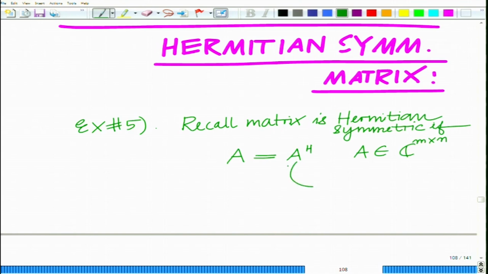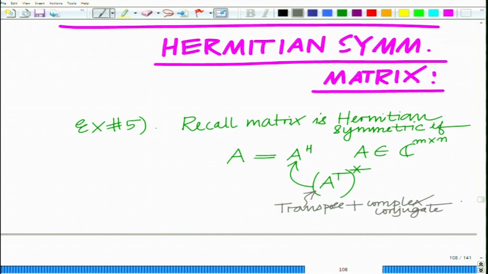And remember, Hermitian is nothing but you first take the transpose of A and then take the complex conjugate. So, Hermitian involves two steps, transpose plus conjugate. First you take the transpose of a matrix, an m cross n matrix becomes an n cross m matrix, and then you take the complex conjugate of each element. And if you have a matrix that satisfies the property that A equals A Hermitian, this is known as a Hermitian symmetric matrix or simply sometimes as a Hermitian matrix.